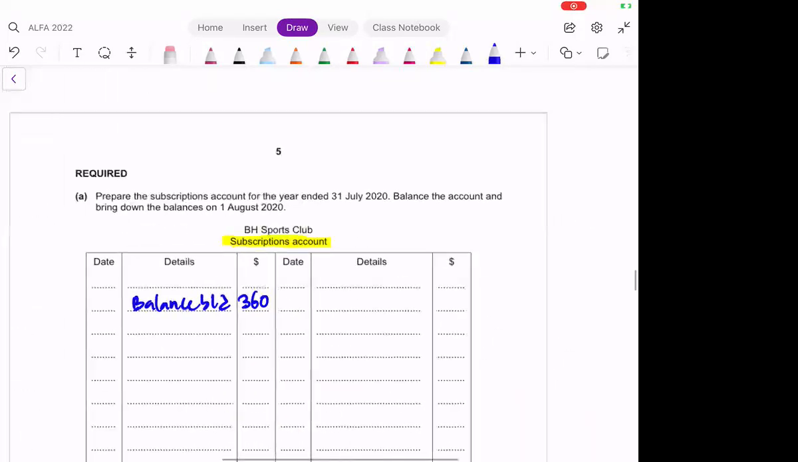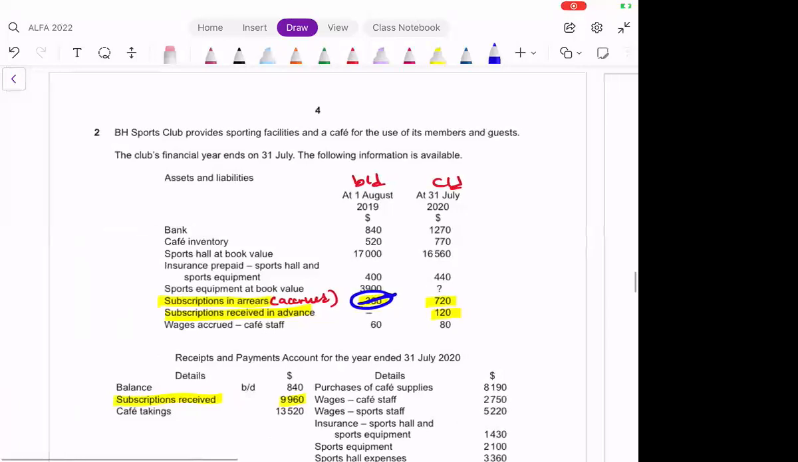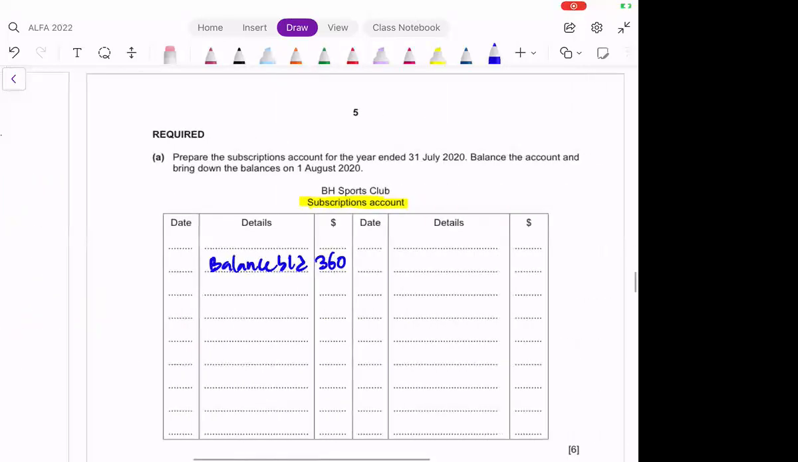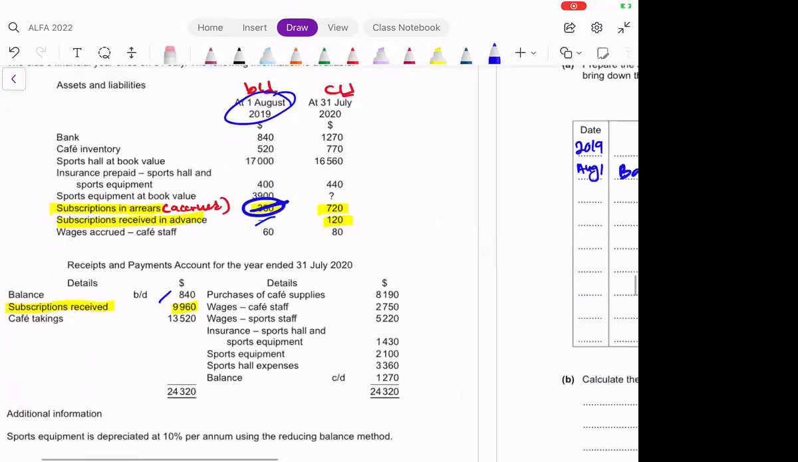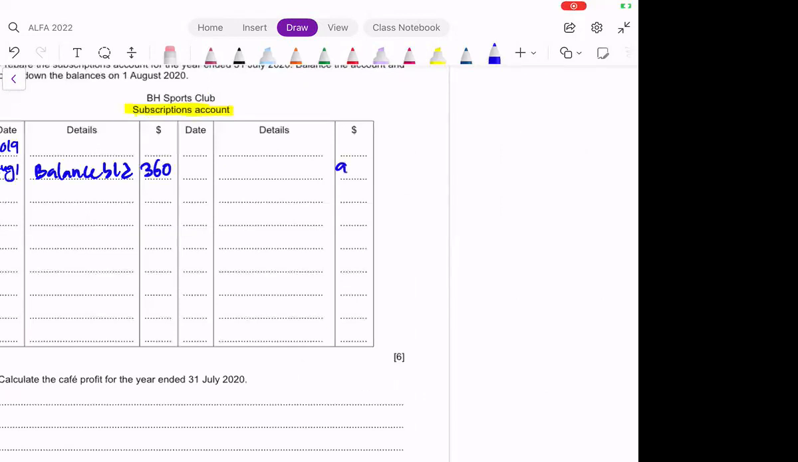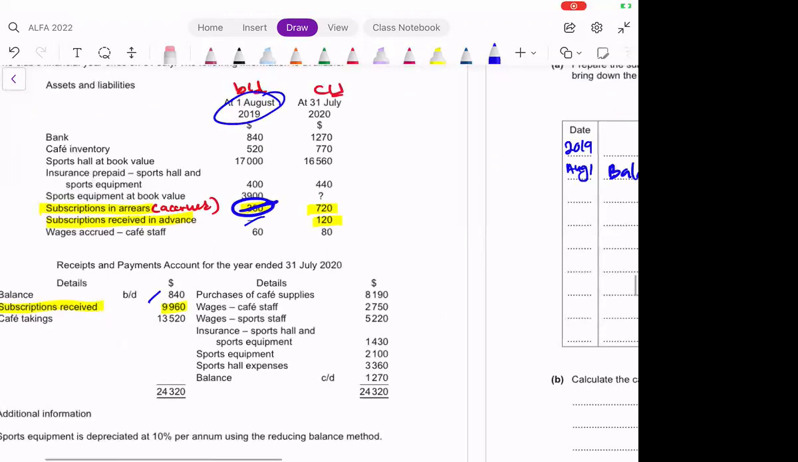So your dates must all be correct. Your balance b/d will be on the 1st August. Then we have only one balance b/d, the other balance b/d we don't have. Balance c/d: subscription here is debit, so here will be credit. The date will be the last day, 2020 July 31st. Right here, bank. After that, balance c/d. Balance b/d is debit, so balance c/d will be credit.